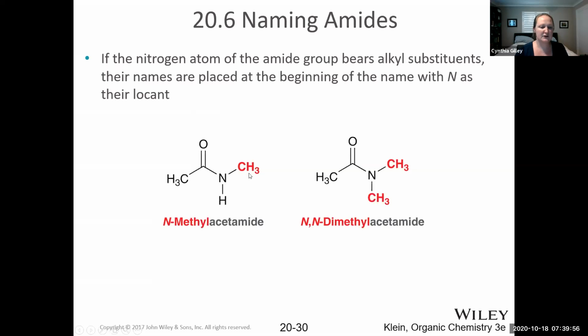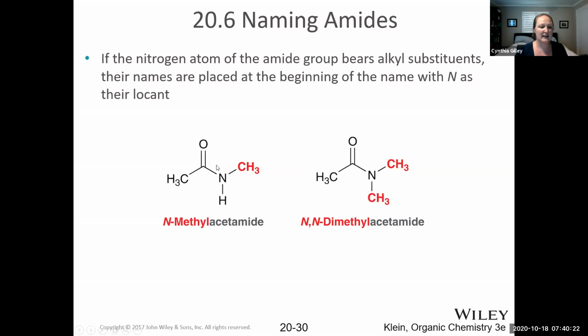What about if the nitrogen has one or more substituents? We actually describe those substituents by using N. N is like a locant. Think of it as like a number, 1, 2, 3, 4, but instead of using a number, we're going to call the locant the nitrogen. So this becomes N-methyl, right, or a substituent on the nitrogen, which is a methyl group.